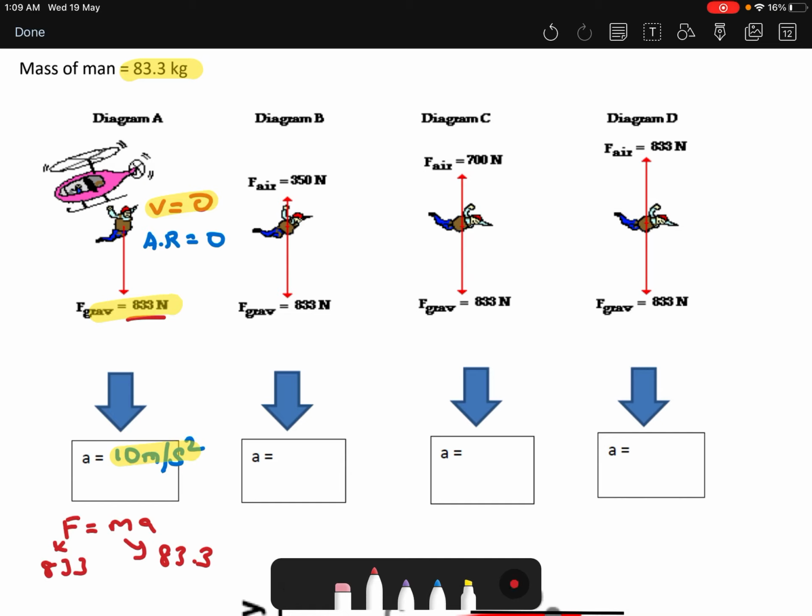After you just jump, after a while you move and fall through the air, so your speed increases. As your speed increases, your air resistance increases as well. More and more air is acting on you. On the side of the person, you will see many air molecules or particles opposing the motion of the man. Now the air resistance is about 350 Newton.